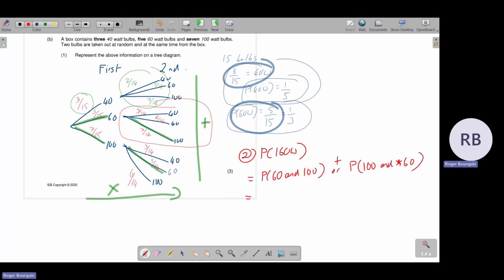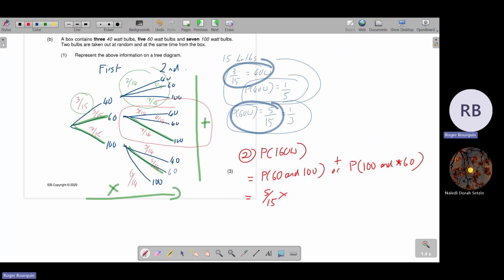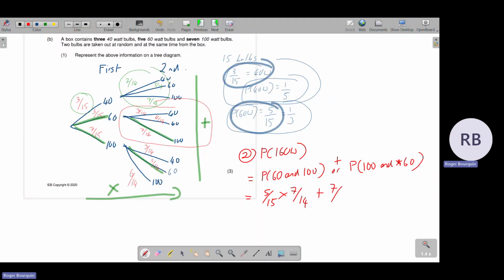So, right, what's this one going to be? 60 and then 100 is going to be 5 over 15 times what? 14 plus, do you agree? Then 7 over 15 times 5 over 14. Right? Stick that into your calculator. And what did you guys get as your answer? 1 over 3. Did you have to show that line? This line? Yes. No.